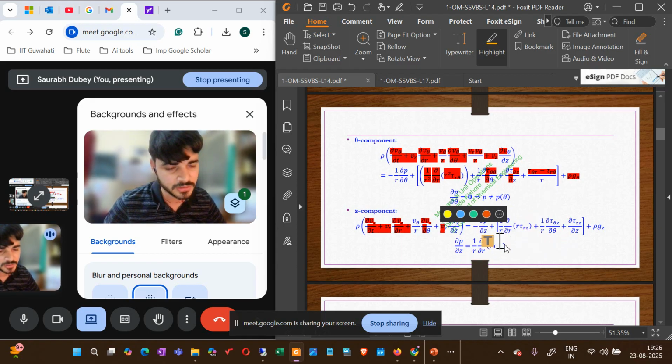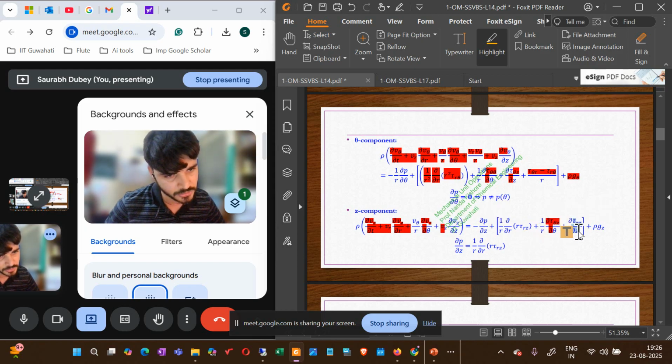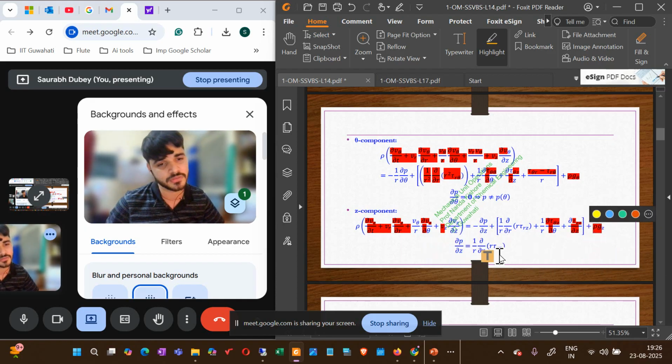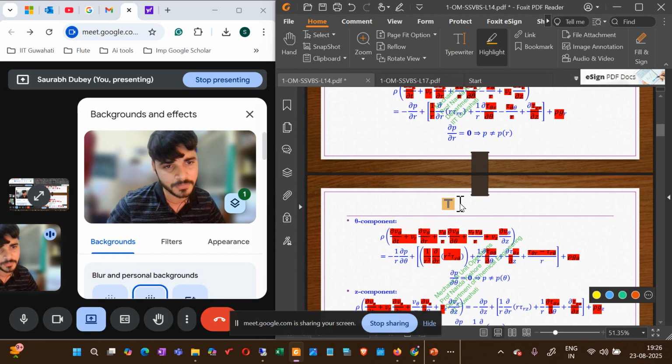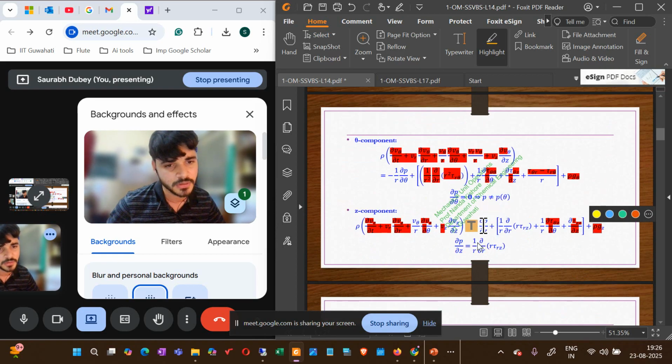Now from here you cannot say anything about this because VR is 0 but VZ is finite, so this will be finite, and this is 0 because of the axisymmetry, this is 0 because of the fully developed flow, and this is 0 because gravity is not considered. So you get that del P by del Z equals this. So this entire term depends on R. From above you got P is not a function of R, so this del P by del Z is also not a function of R, right?